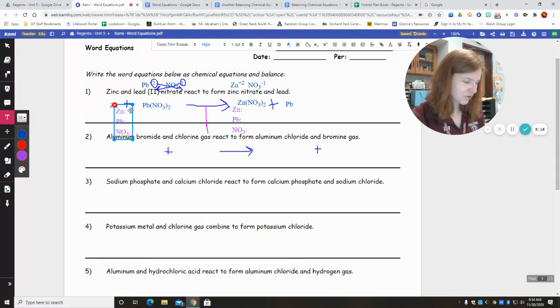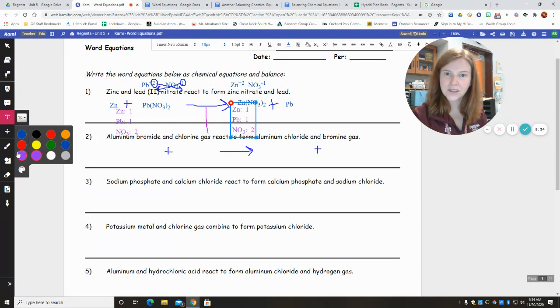All right, so my initial inventory, I have 1 zinc, I have 1 Pb, I have 2 NO3s, right, because the 2 is outside the parenthesis. On my product side, I have 1 Zn, I have 1 Pb, and I have 2 NO3s, and lo and behold, this is already balanced.